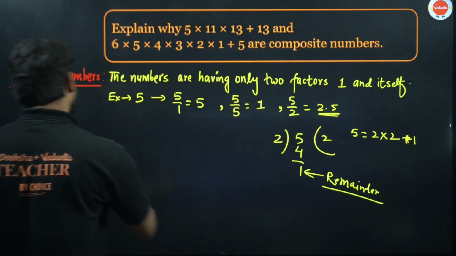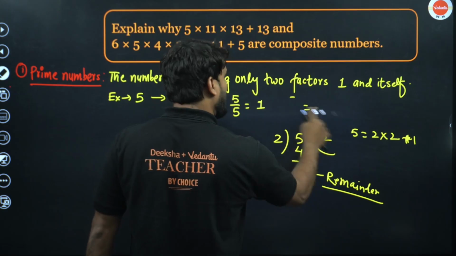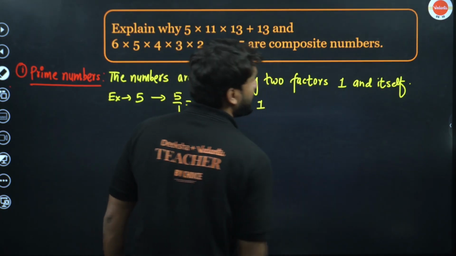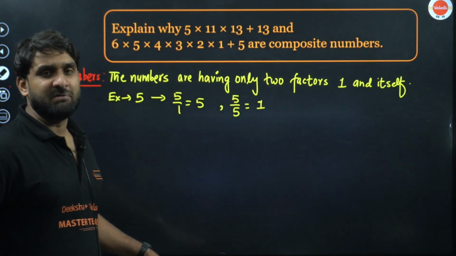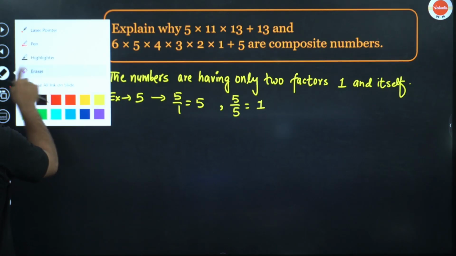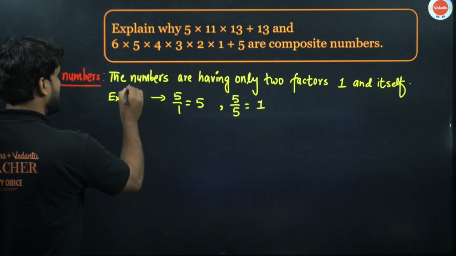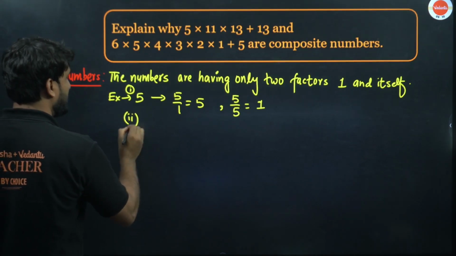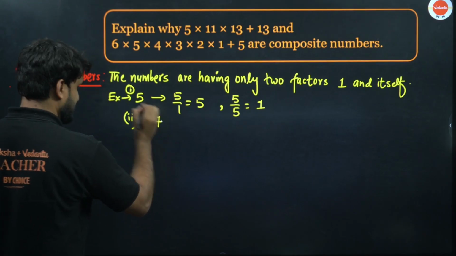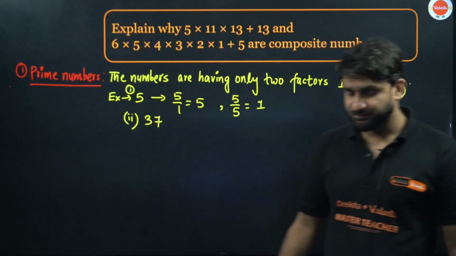So my dear champion, 5 is perfectly divisible by only two numbers, 1 and itself. We are talking about perfectly divisible. No other number can divide 5 perfectly except 1 and 5 itself. So my dear champion, this 5 is called what? Prime number. This was example number 1, and let's say example number 2. My dear champion, if I ask you 37, now tell me, how many numbers can divide 37?